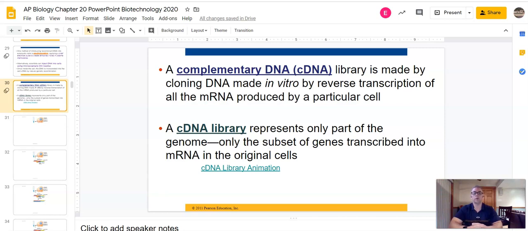And the topics that we're going to go over today are going to focus on complementary DNA, or cDNA, as well as PCR and gel electrophoresis.